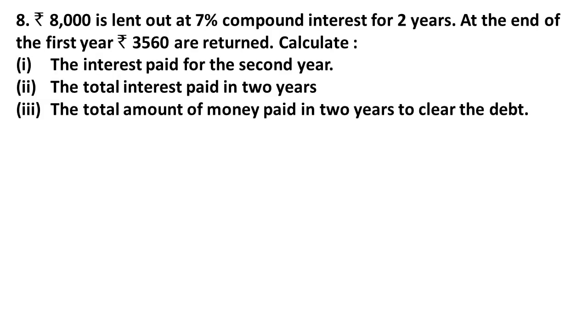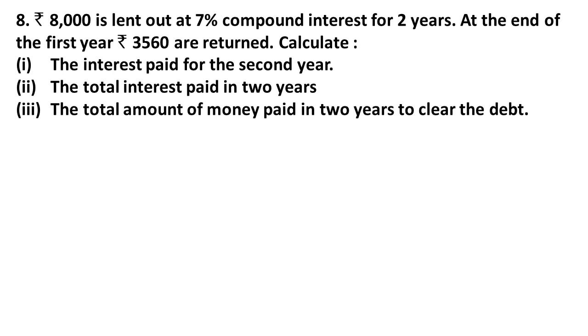Question number 8. Rupees 8,000 is lent out at 7% compound interest for 2 years. At the end of the first year, rupees 3,560 are returned. Calculate the interest paid for the second year, the total interest paid in 2 years, and the total amount of money paid in 2 years to clear the debt.